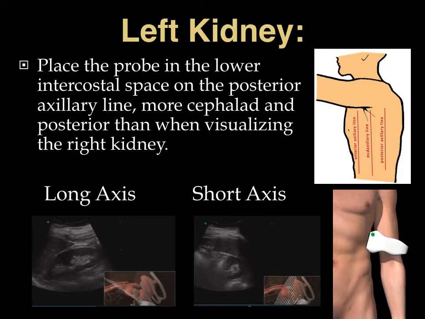Again, for the long axis view, you will start with the marker dot pointed towards the patient's head, fanning anterior to posterior. For the transverse view, rotate 90 degrees from the long axis and then fan from the superior to inferior pole of the kidney.